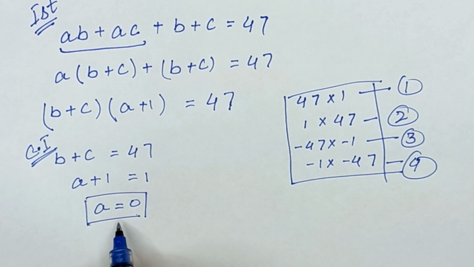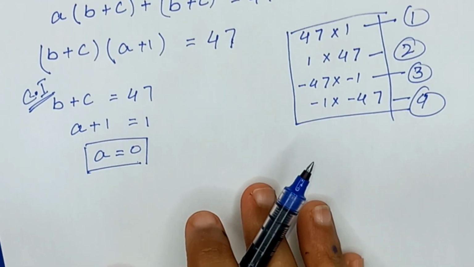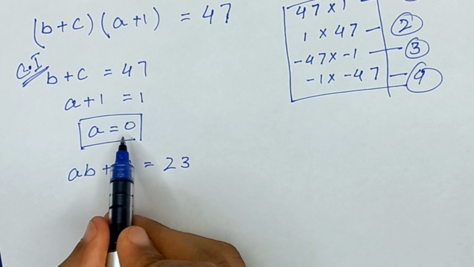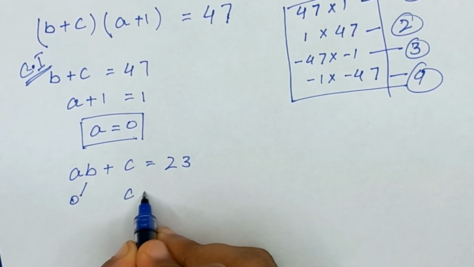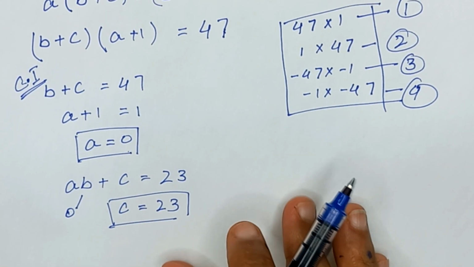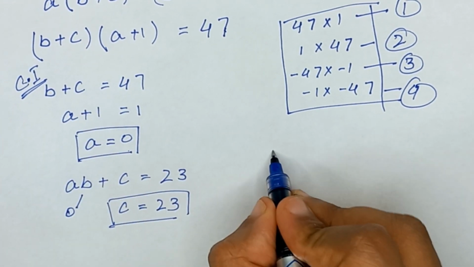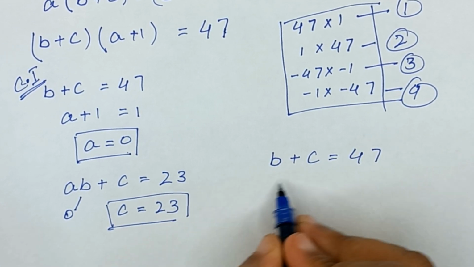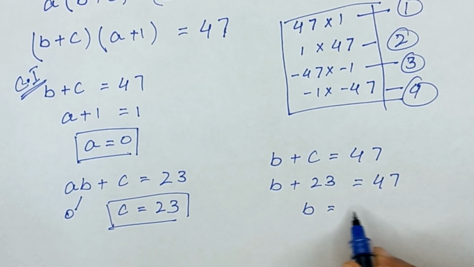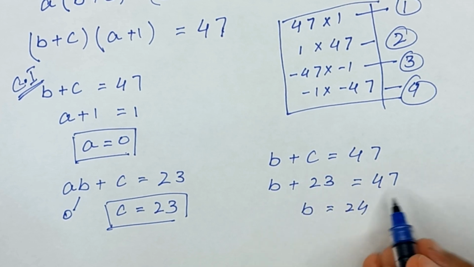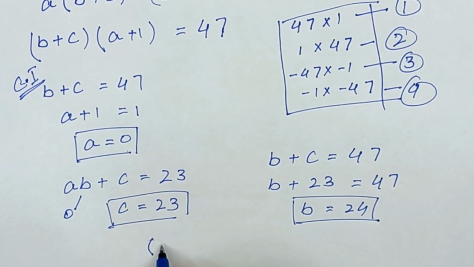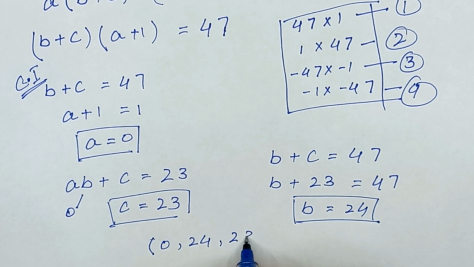If I substitute this value of A in the given equation 1, which is AB plus C is equal to 23, then when I substitute A is equal to 0, it will be 0, and from here C will be equal to 23. Now we have A is equal to 0 and C is equal to 23. Then what will be the value of B? If I substitute here, B plus C is equal to 47, with C as 23, and from here B will be equal to 24, when I take 23 to the right hand side, 47 minus 23 is 24. So here we have a triplet: A is 0, B is 24 and C is 23 in case 1.